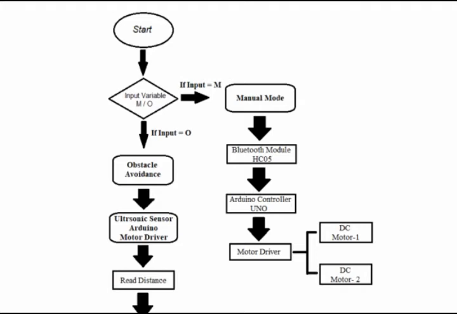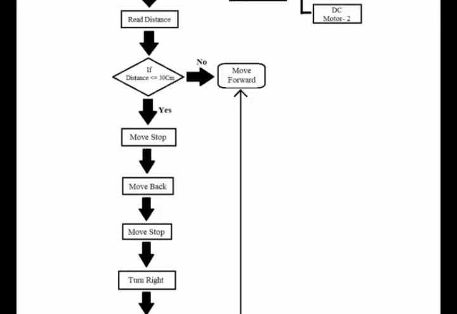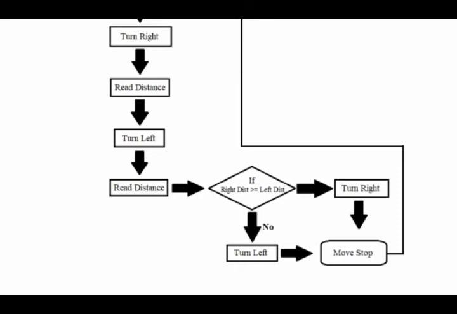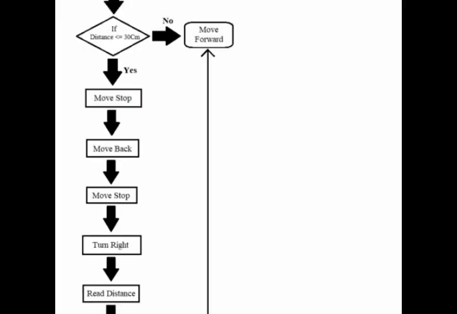So now what's gonna happen? Because we have used an ultrasonic sensor, that sensor will measure the distance between the toy and the object. If the distance is less than or equal to 30 centimeters, then it will stop, move a little bit back, and stop again. Then it will turn right and read the distance, and turn left and read the distance. Either it will turn left or right depending on the condition satisfaction, and then it will move forward, and this loop will keep on going and going and going.